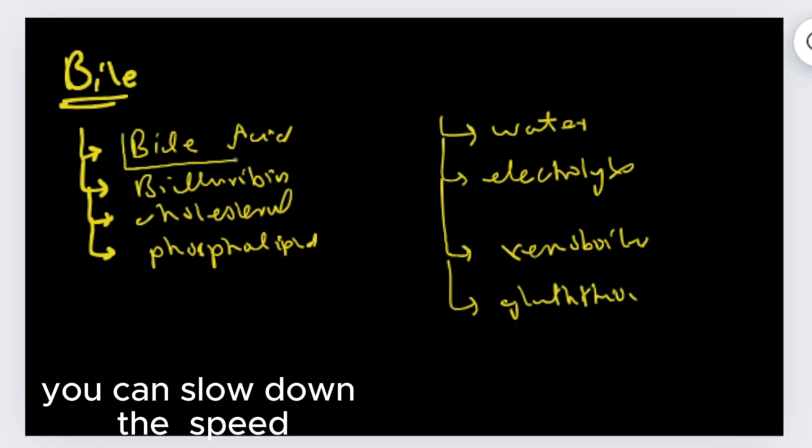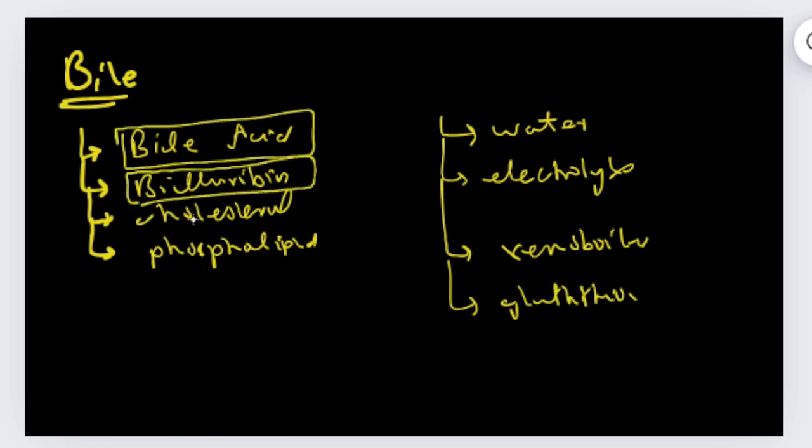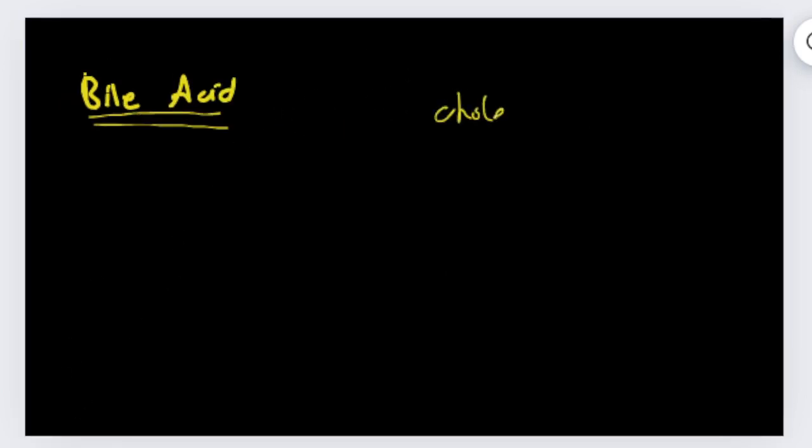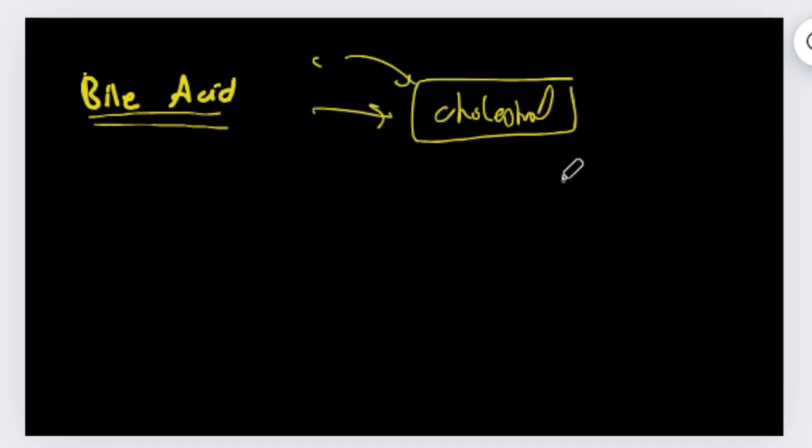So first of all, we will explain bile acid formation, how bile acid is formed and how bilirubin is formed. We will explain these two things. And what is bile acid and bile salt? What is the difference between them? Bile acid is synthesized in the liver. How is it formed? It is formed from cholesterol. From the cholesterol, the bile acid is formed.